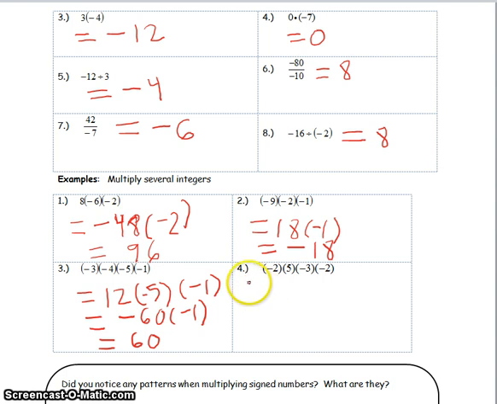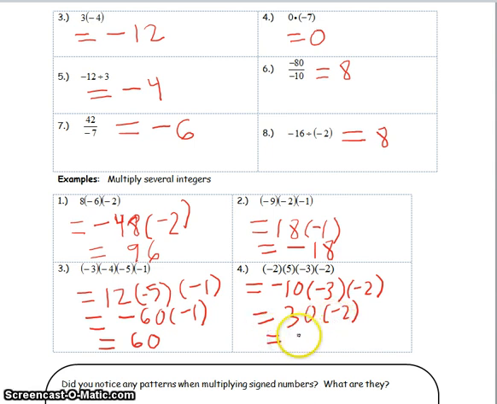Now we look at number 4. We have negative 2 times positive 5, which is a negative 10. And we bring down our negative 3 and also our negative 2. Negative 10 times negative 3 is a positive 30 times negative 2. Positive 30 times a negative 2 is a negative 60. And we're done with that problem.